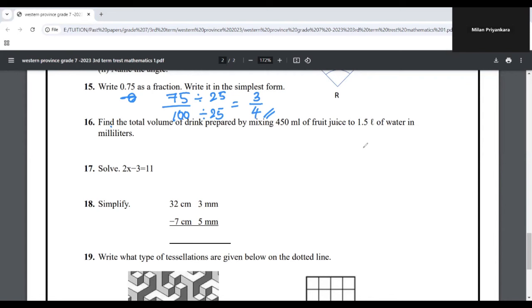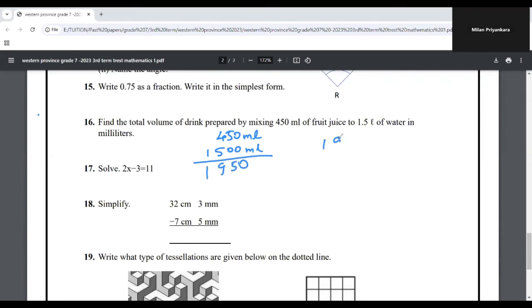In this case, this is very simple. Your answer is asked in milliliters, so we can convert everything into milliliters and then find the answer. Then we can add, right? So 450 milliliters plus 1.5 liters means 1500 milliliters, right? Then you add this, and this is going to be 1950 milliliters, right? So simple, right?